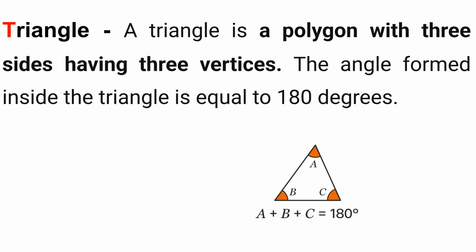Triangle. A triangle is a polygon with 3 sides, having 3 vertices. The sum of the angles formed inside the triangle is equal to 180 degrees.